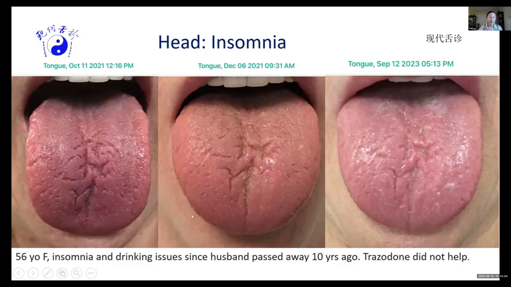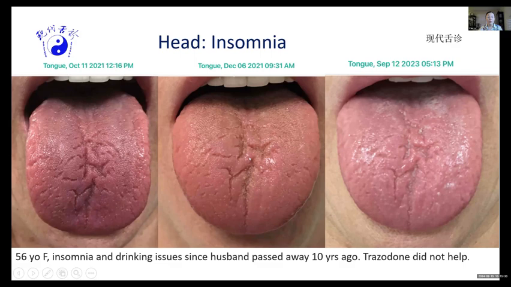This is a lady, 56 years old. Her husband passed away 10 years ago. Since then, she was not able to sleep, and she also started to have drinking issues. The left side is October 2021, the first visit when she started to see me, and you can see the tip is very, very flat. That suggests her insomnia.